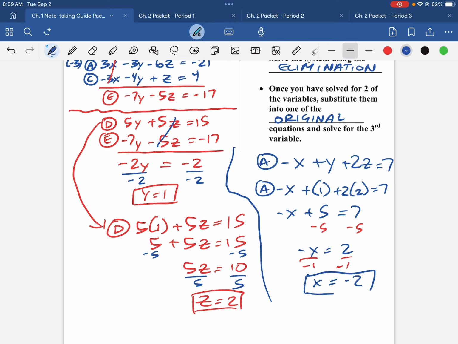Okay, and I've got x, y, and z. You could leave your answer like it is here. You could also write this as an ordered triple. Make sure you go alphabetical for an x, y, z pair, or triple, I should say, like that. Okay, so that is equivalent.